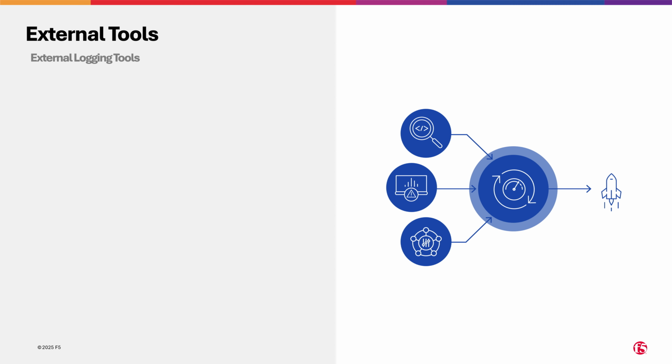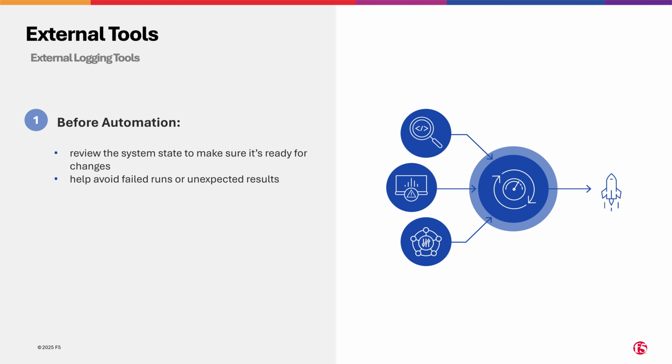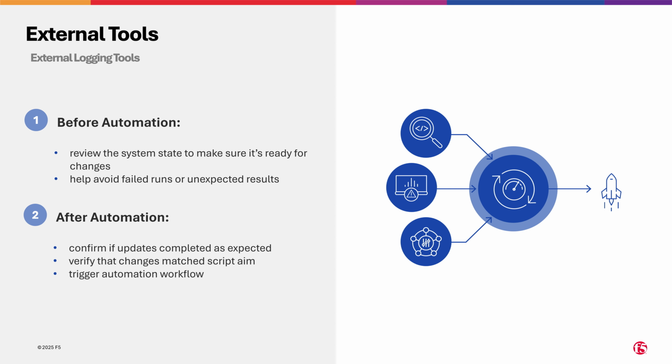Logs are useful before and after automation. Before automation, you can review the system state to make sure it's ready for changes. For example, checking logs can show if any recent errors or changes might affect the automation. This helps avoid failed runs or unexpected results. After automation, logs confirm whether updates completed as expected. They can show if a new pool was added, if a virtual server setting was changed, or if any errors occurred. If something went wrong, the logs give you a clear starting point to fix it. They also help verify that your changes matched what the script was supposed to do.